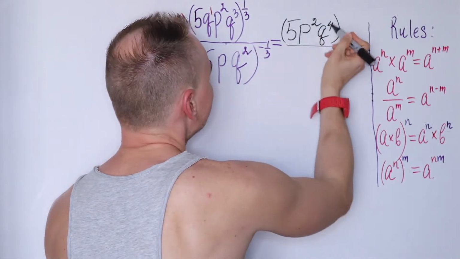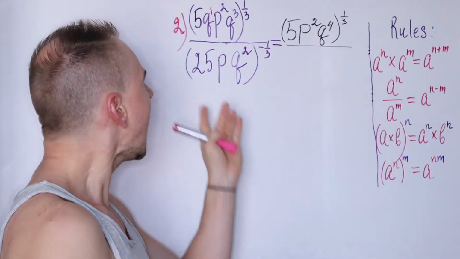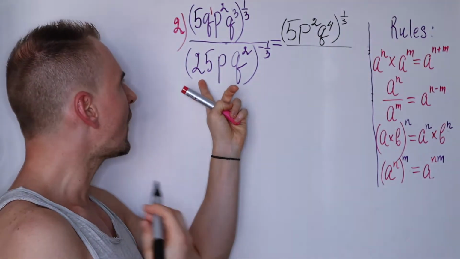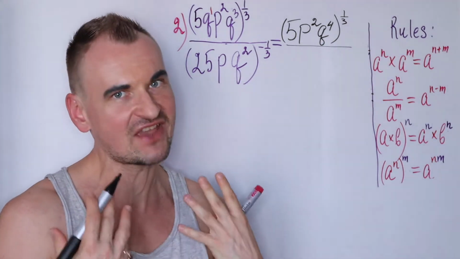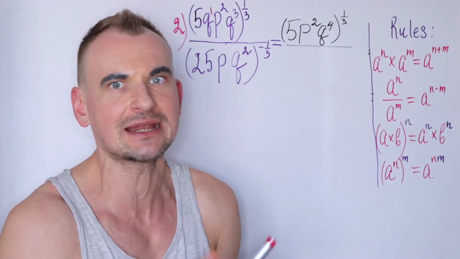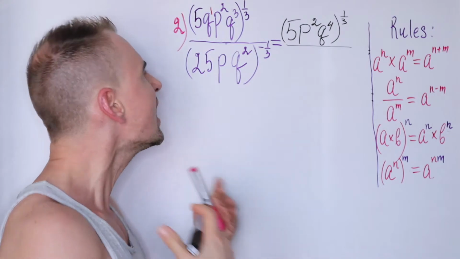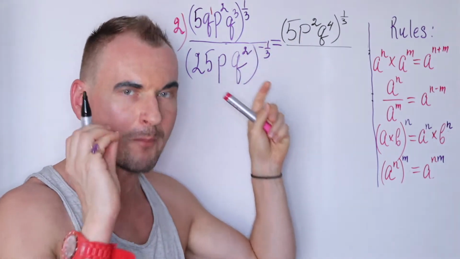And I still have this a third outside power. And look at your bottom. So again, 25 is a perfect square number, and 25 is a 5 squared. So I'm going to rewrite this 25 as a 5 squared. Why? Because I have a 5 on top.